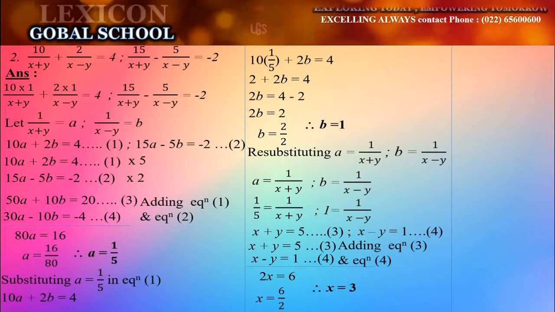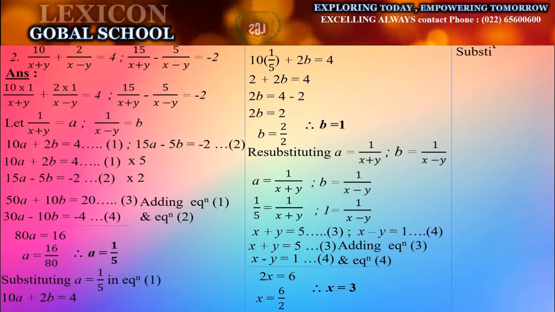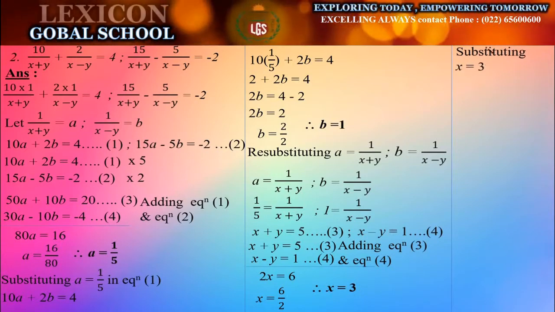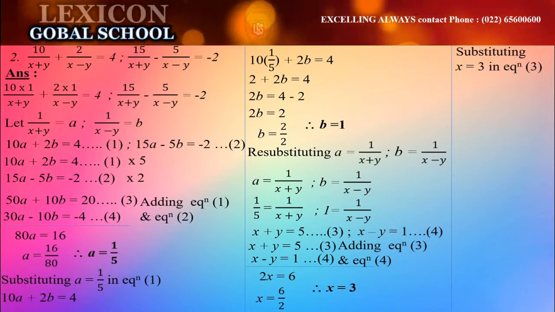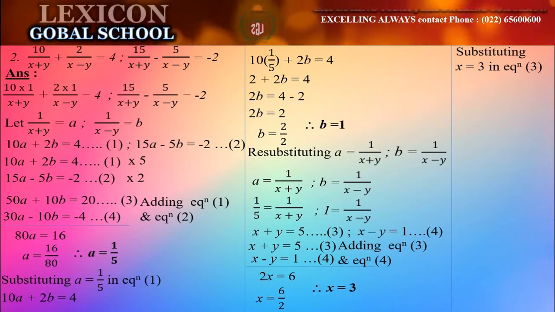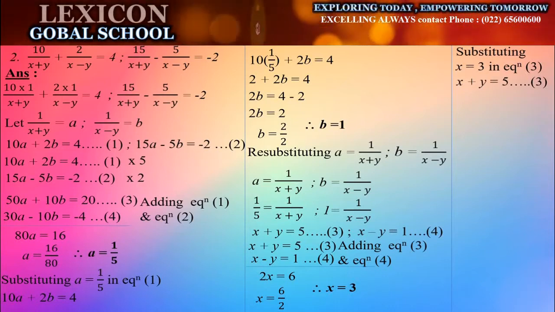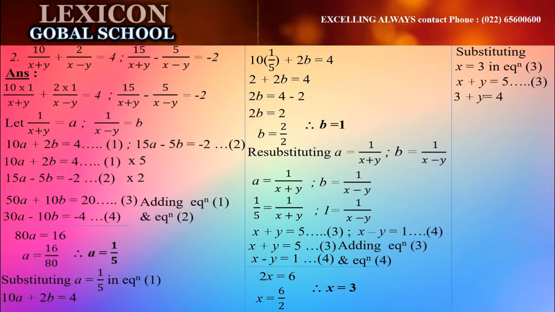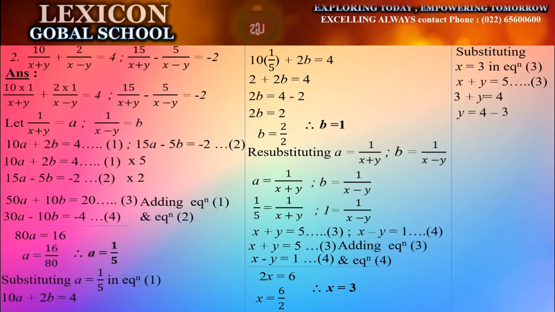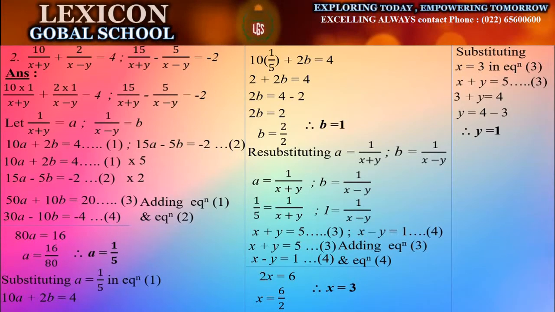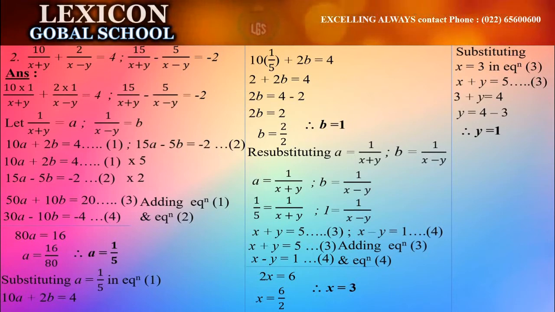We are going to substitute the value of x in equation 3 or equation 4. Therefore, we are going to substitute it in the equation 3. Our equation 3 is x plus y is equal to 5. Instead of x, we are going to substitute the value 3. 3 plus y is equal to 5. y is equal to 5 minus 3. y is equal to 2. Now, we have got the values of x and y.